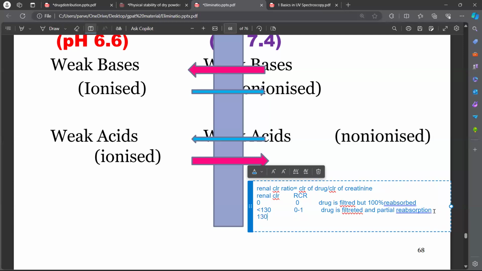If it is 130, then 130 by 130 is basically 1. So the drug is only filtered. If it is greater than 130, which signifies that the clearance of the drug is higher when compared to the clearance of the creatinine, the value would be greater than 1. So the drug is filtered and secreted actively.